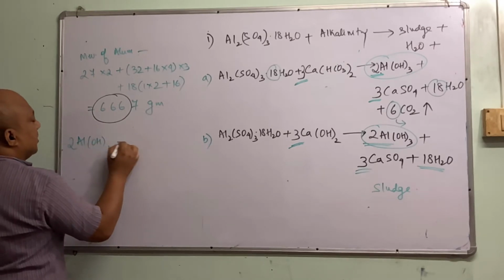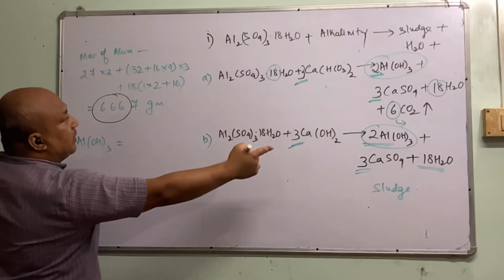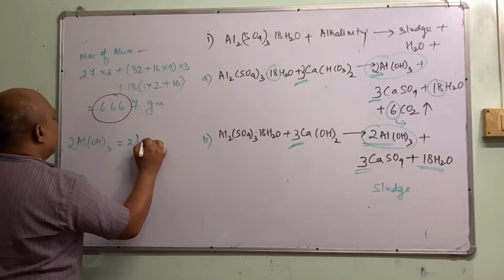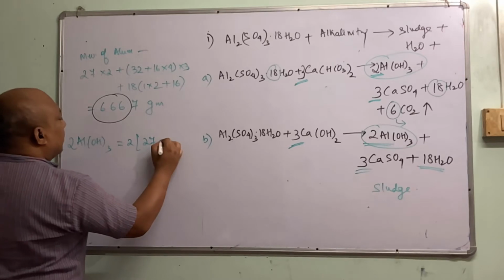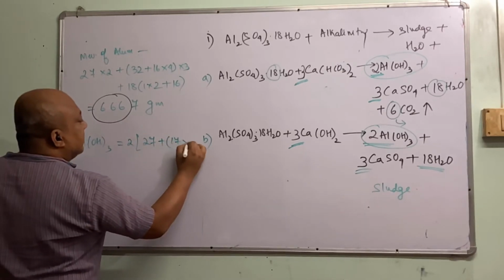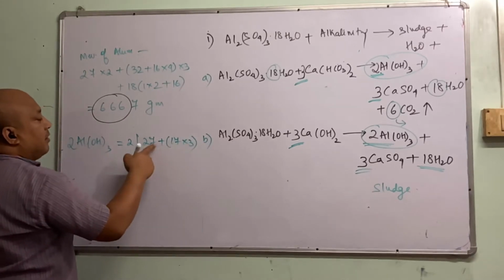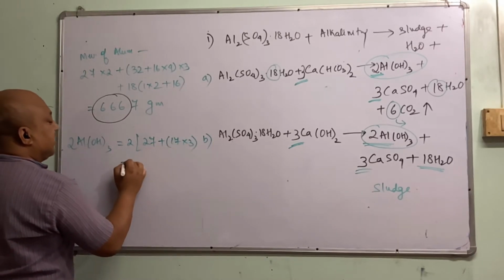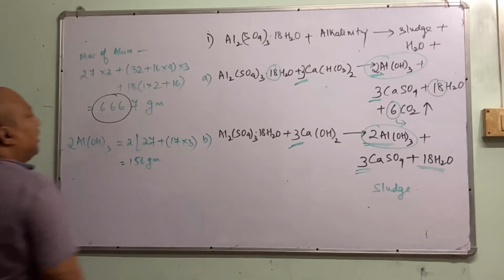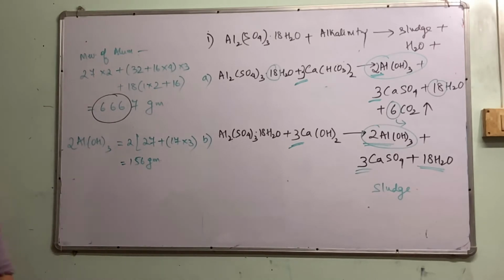Al(OH)3, twice, because in both cases twice aluminum is there. So this is 2 into (27 plus 16 plus 1, 17) into 3. That is 51, 58, 68, 78; 78 twos are 156 grams. So the molecular weight of the sludge is 156 gram and that of alum is lump sum 666 grams.